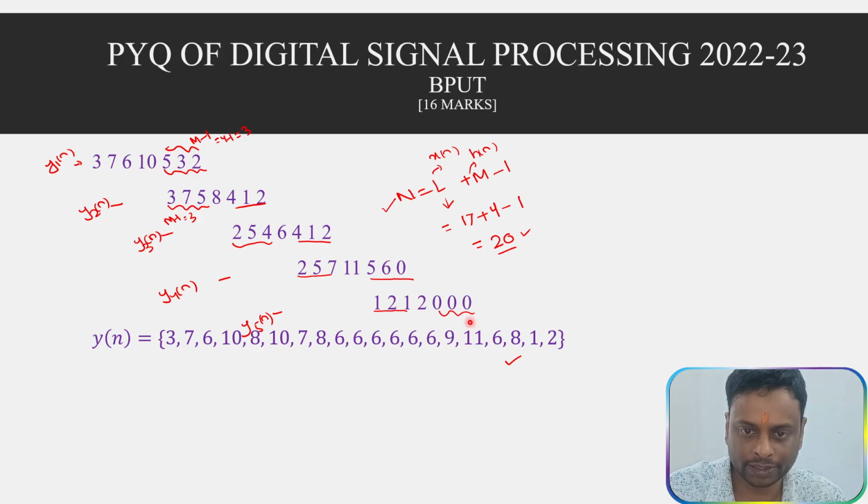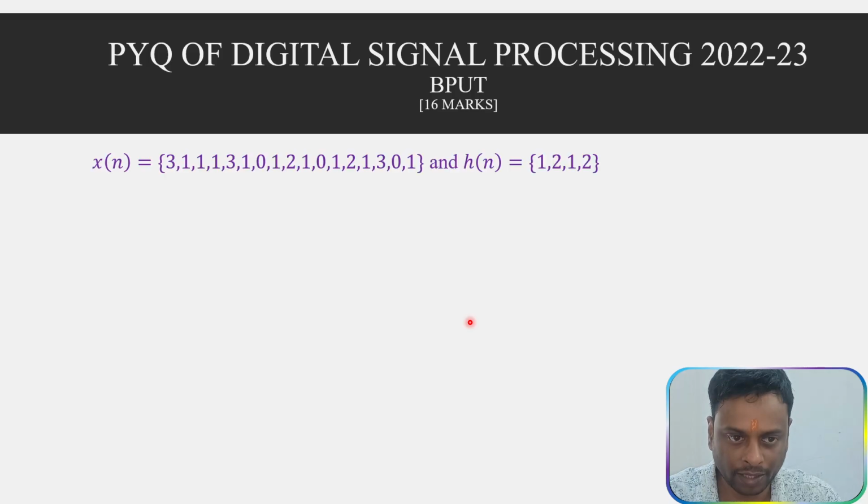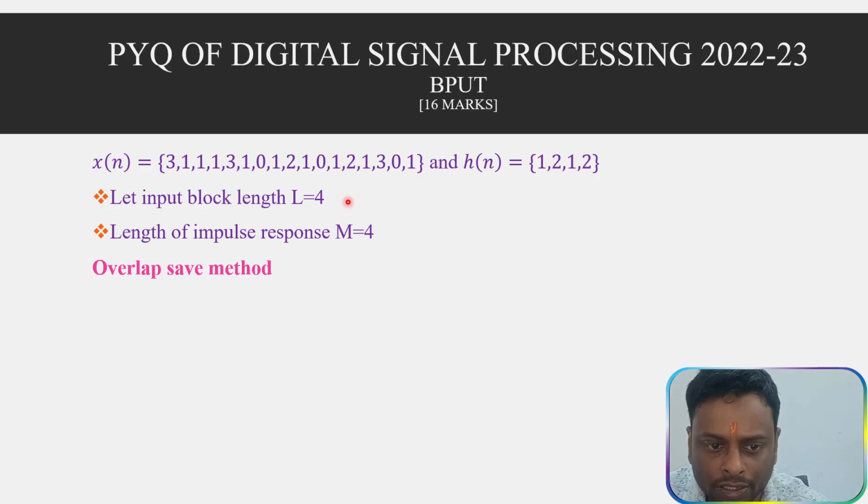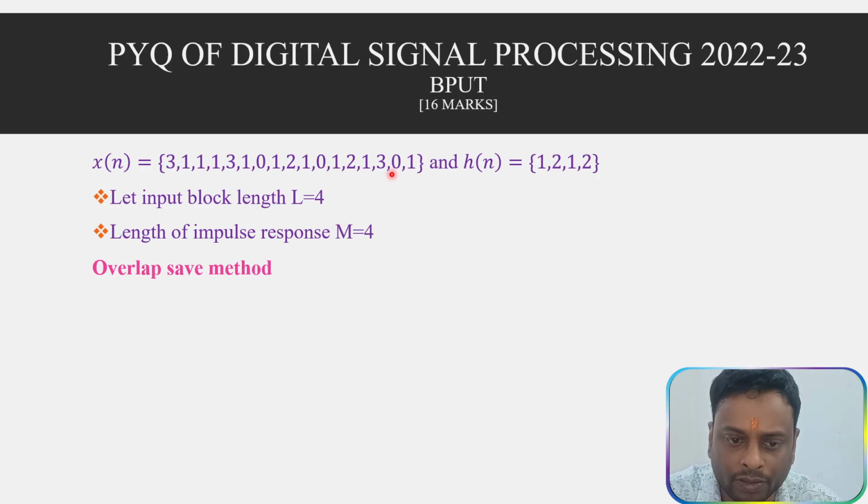Okay, so let us see the next method, the overlap save method. The same question. Similarly, let the length of the input block be 4 and the length of the impulse response equal to 4. In this method, similarly, we have to block the data into 4 points. So let us check that, the overlap save method.